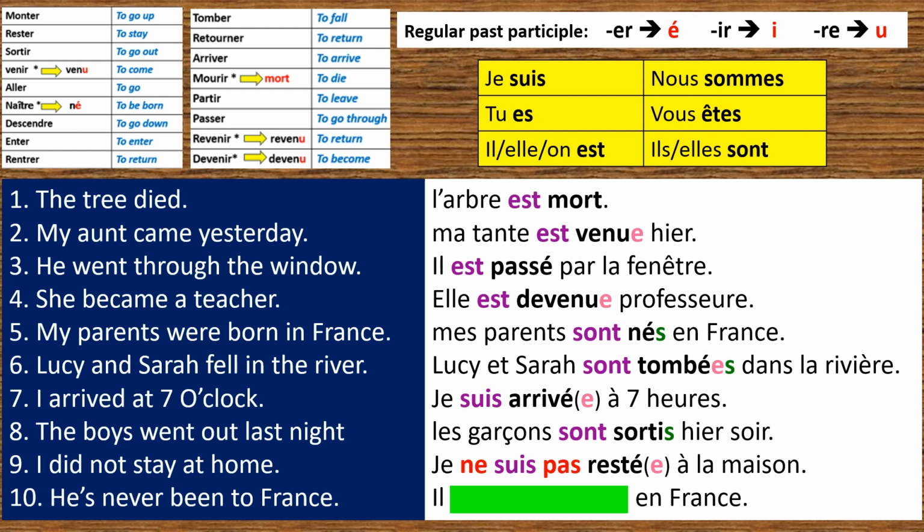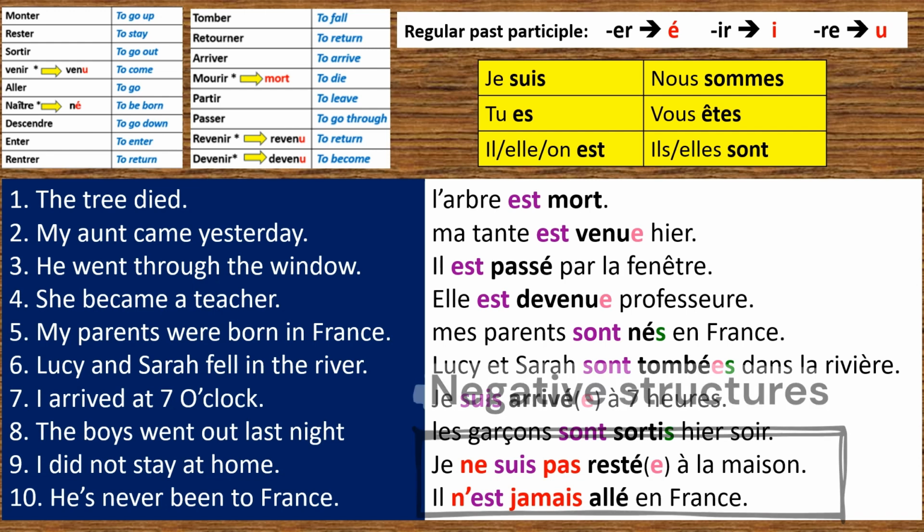Numéro 10. He's never been to France. "Il n'est jamais allé en France." So I wanted to do the last two to show you that as for verbs with avoir, the "ne" goes before the auxiliary and the "pas" goes after the auxiliary. This is why for number 9 we have "je ne suis pas resté," and for number 10 "il n'est jamais allé en France."